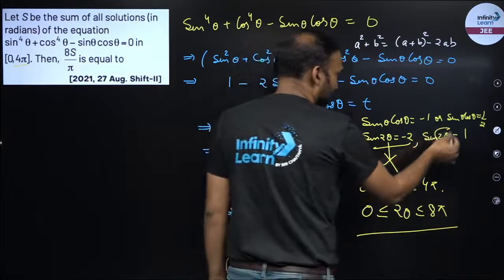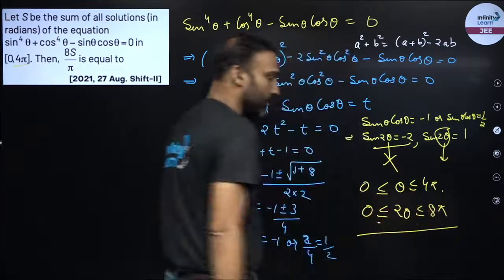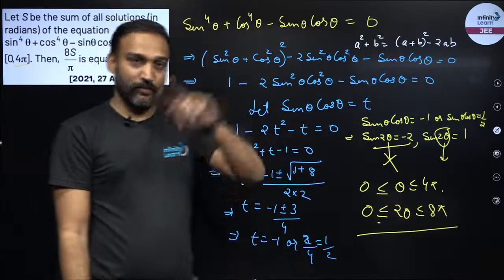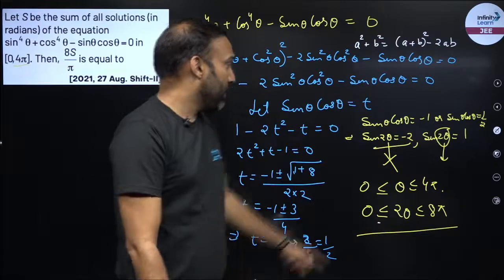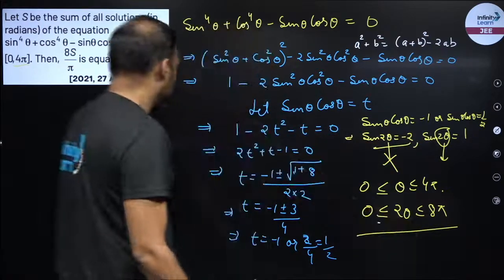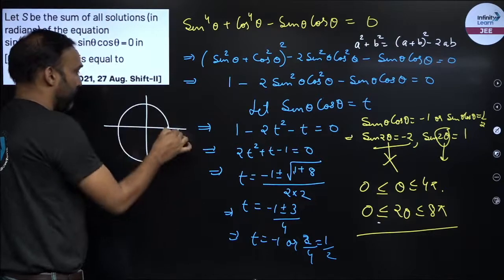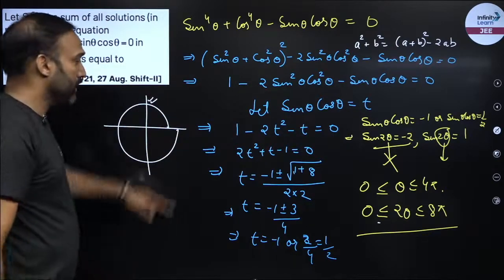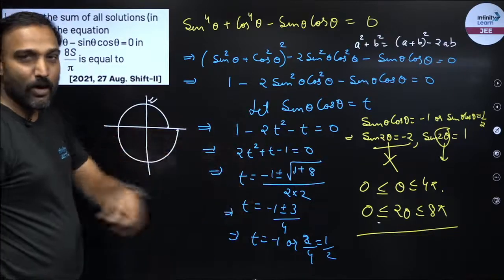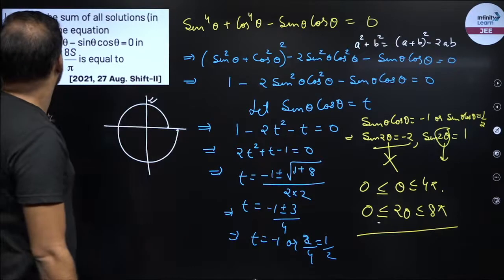So this angle over here is going from 0 to 8 pi. 0 to 8 pi means 4 complete revolutions, right? Now sin theta is equal to 1. So if I look at one circle, sin theta is equal to 1 at one point, that is pi by 2. So if I go from 0 to 8 pi, or 4 circles, I will have 4 solutions over here.